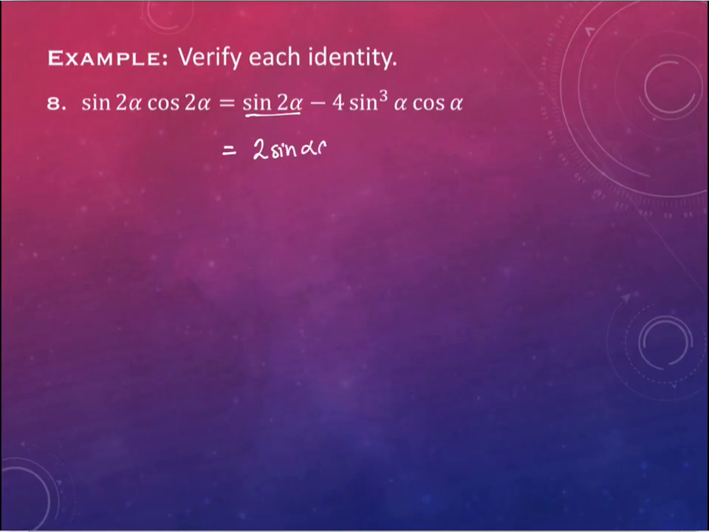Yep, 2 sine alpha, cosine of alpha. Okay, did everybody find that okay? All right. Now you might look at that and think it made it look a little bit worse. It did kind of make it look a little bit worse. But we have some components that match now.